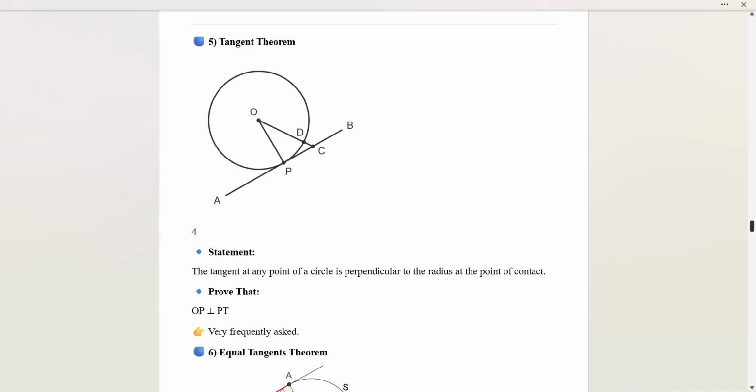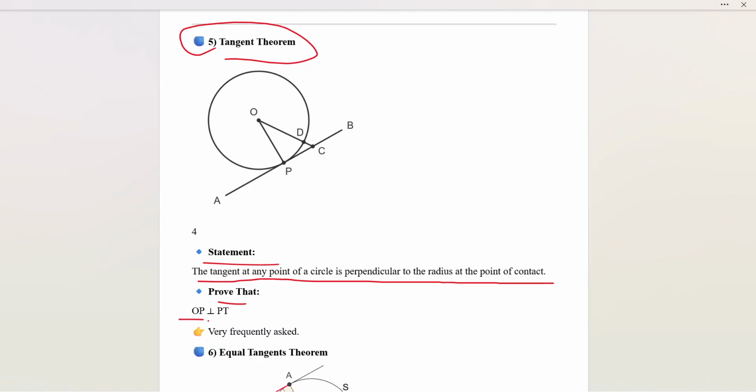It is the tangent theorem, from the circle chapter. It is very important. The statement is: the tangent at any point of a circle is perpendicular to the radius at the point of contact. They can't ask directly to prove the tangent theorem. They give you the statement, and after that prove that OP is perpendicular to PT. So you can remember the concept of the tangent theorem, as they ask you to solve or prove the tangent theorem.